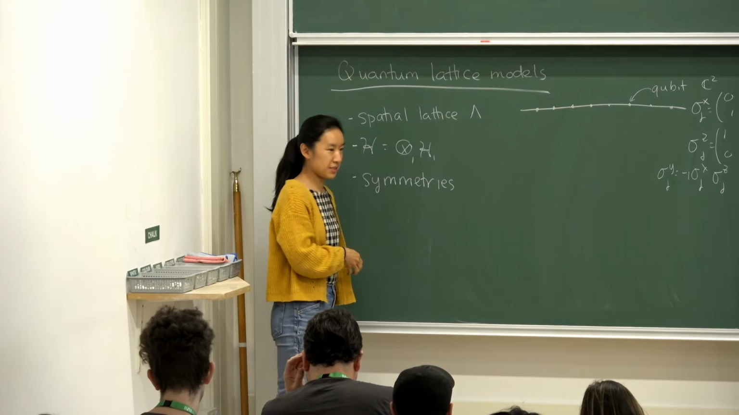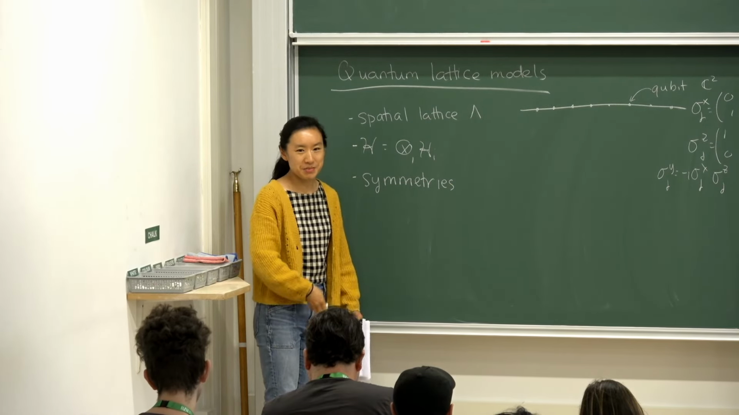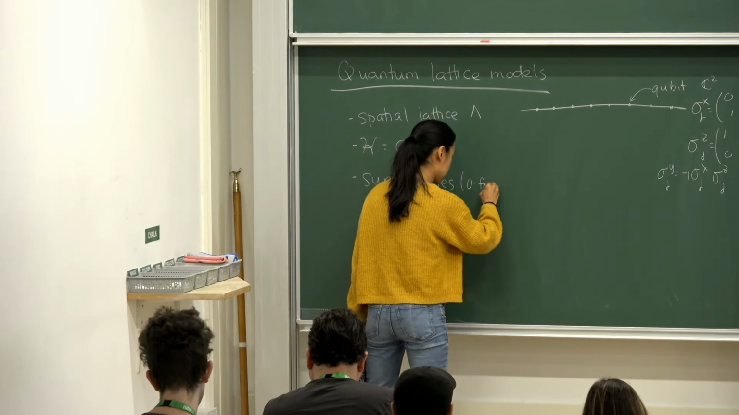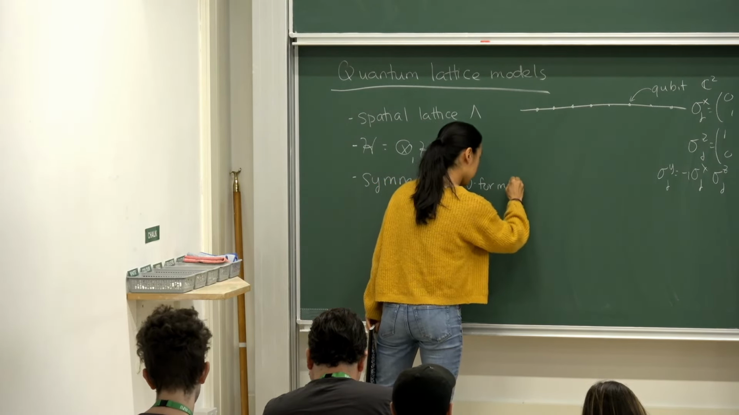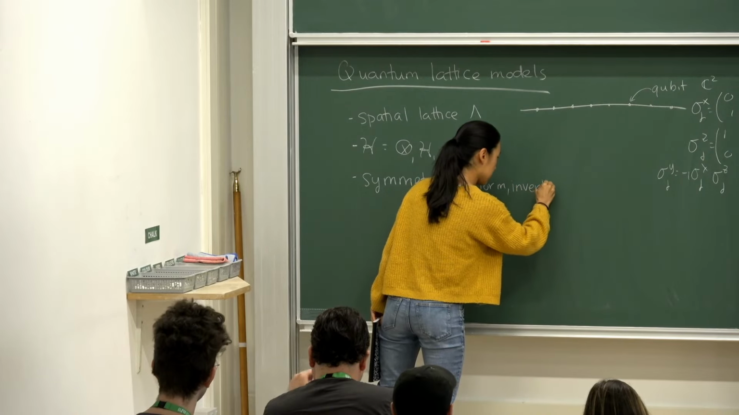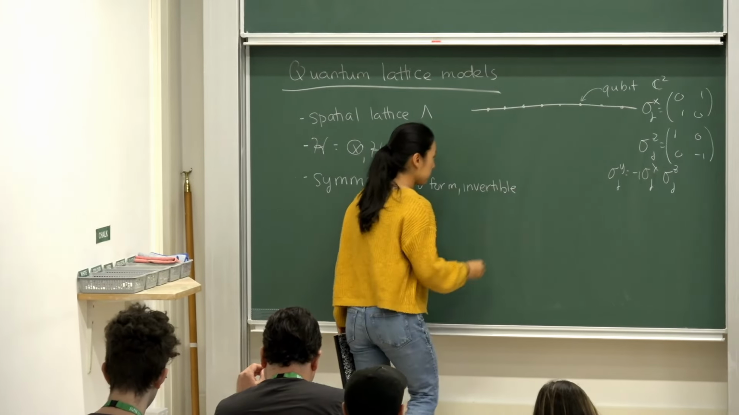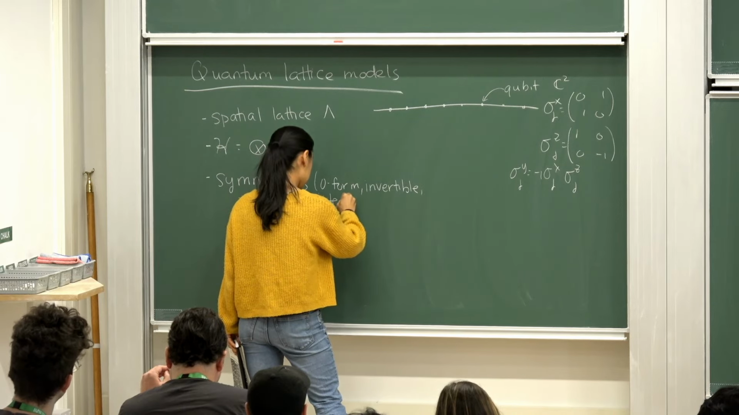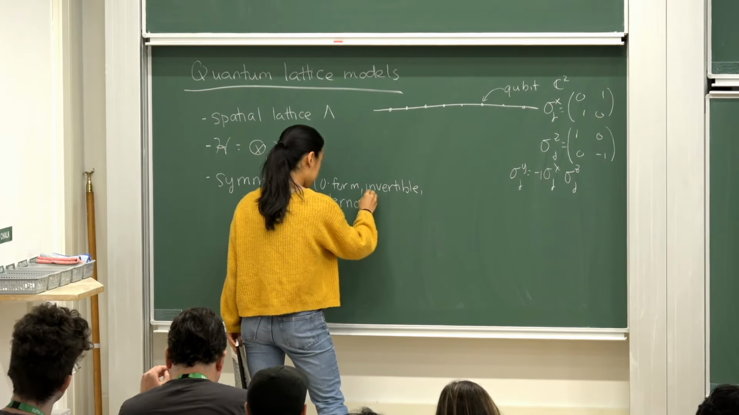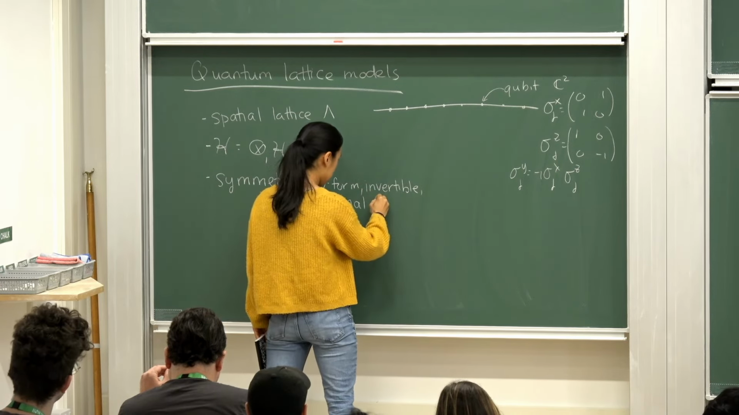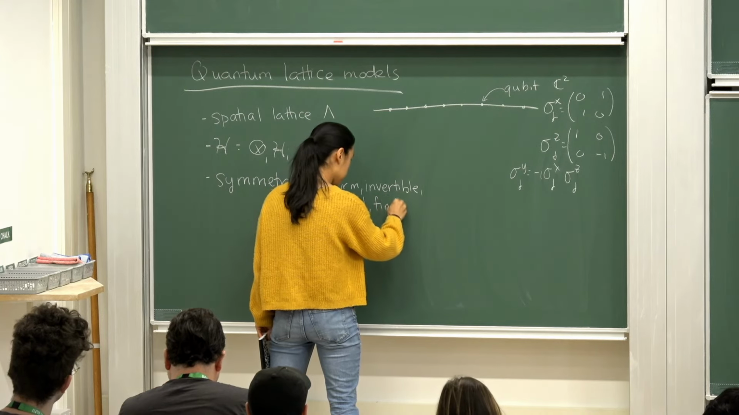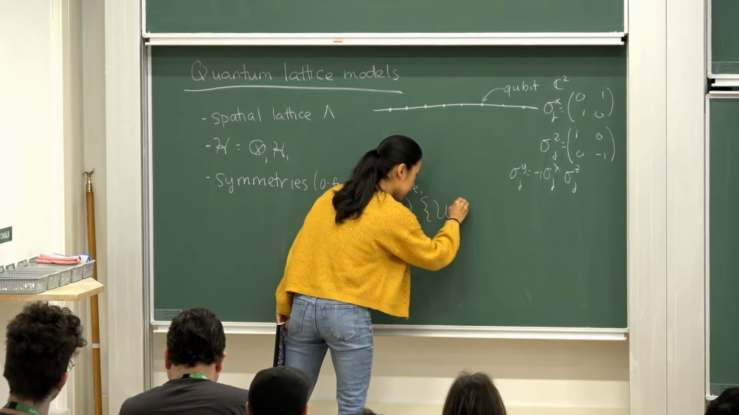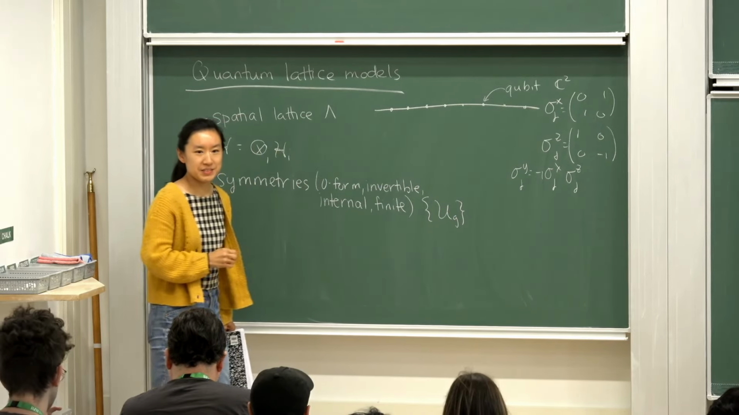Then you have your symmetries. And today I'll just talk about the most vanilla type of symmetry. So this is going to be zero form, invertible, and I'm going to do internal symmetries, so no space-time symmetries. And I'm also going to study finite symmetries. And so that's just a collection of operators that act on all of space.